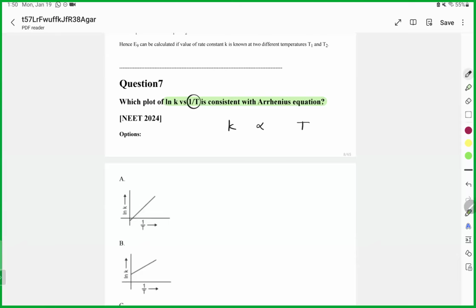But if instead of 1 by T, you take T, then it will be different. I am saying instead of 1 by T, if you take temperature, then it will be a parabola. Because now it is inversely proportional, then it will be directly proportional, then it will be like this, minus. Got it? Yes, I got it.